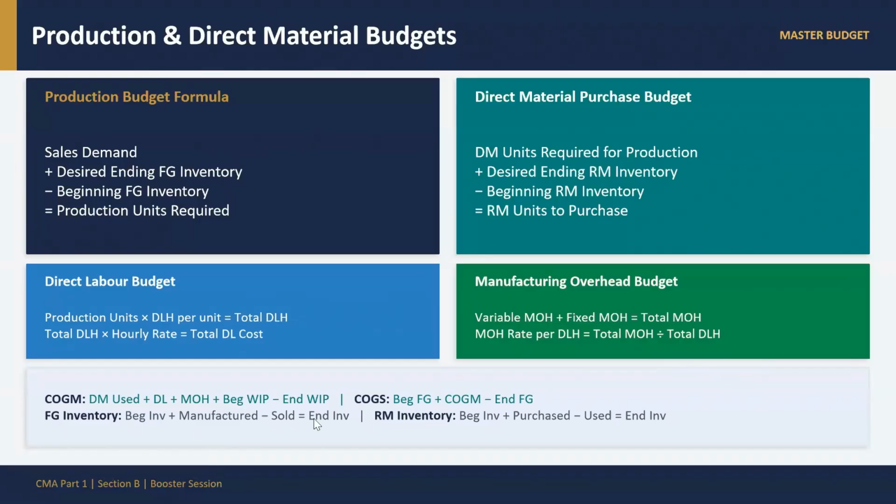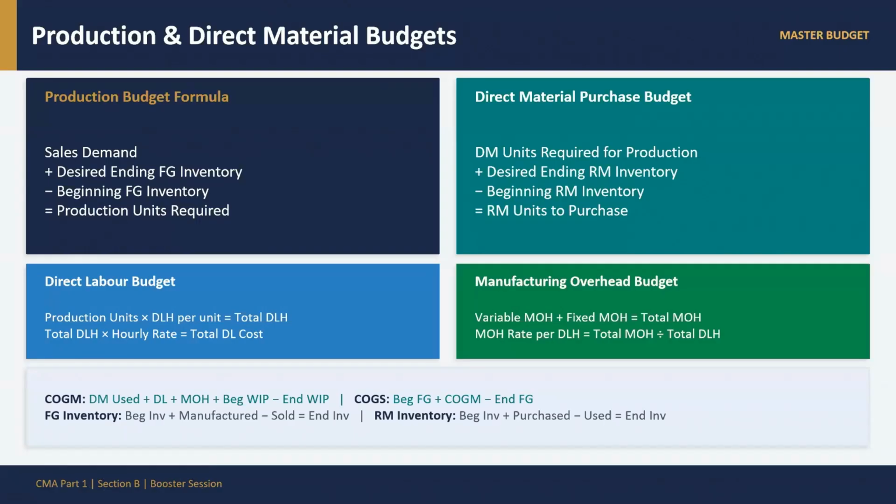Then cost of goods manufactured. Direct material used plus direct labor plus manufacturing overhead plus beginning work in process minus ending inventory. Okay. All these are formulas. You just need to memorize them. Then cost of goods sold. Beginning finished goods inventory plus COGM minus ending finished goods inventory.